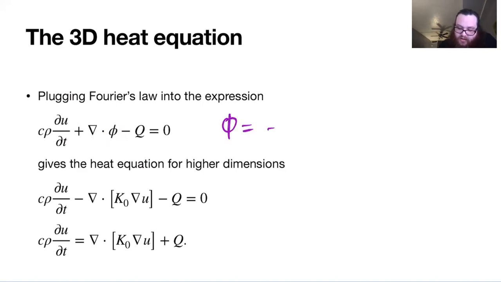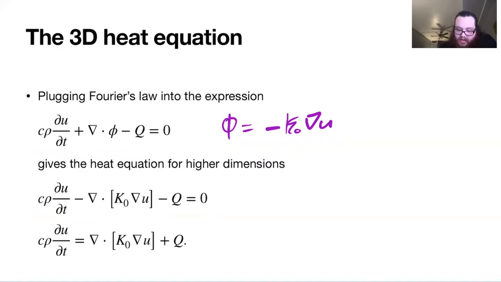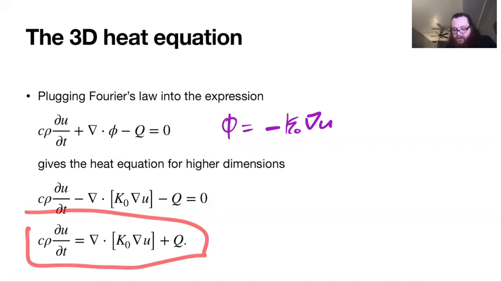Copy, so phi was minus k0 gradient of u. This goes in there. So this minus sign comes out front and gives us that. Otherwise, k0 grad u is going in phi, so it gives us that. So this is the expression here with just phi plugged in, and now moving all of this to the other side, signs flip, and we end up with this expression.